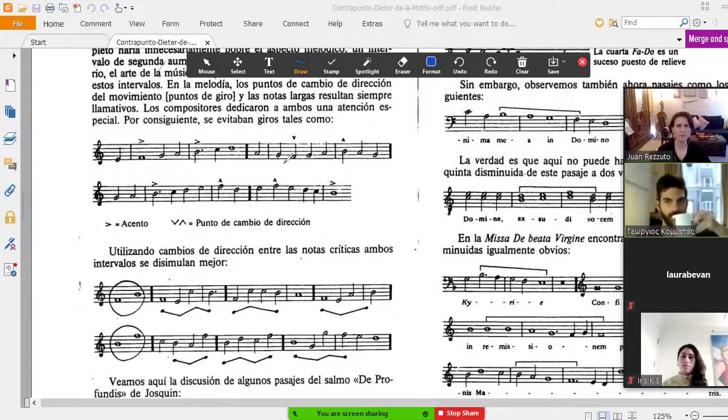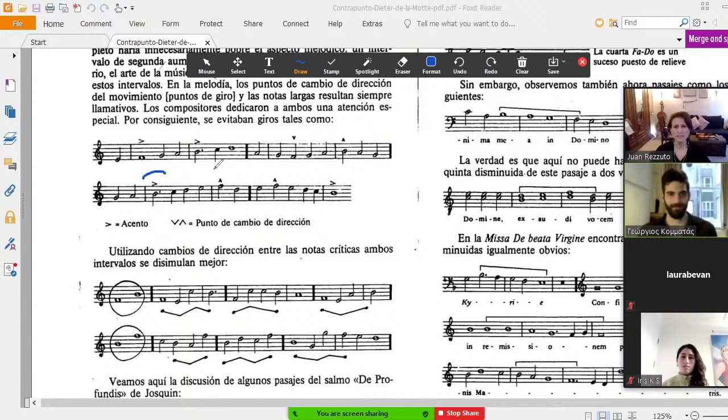In this case, for example, when I say F and B, it is the third. Why would this melody be wrong? You're right. The moment the melody changes direction, the two notes create the tritone. Exactly, Georgios. That's no good. Wrong.